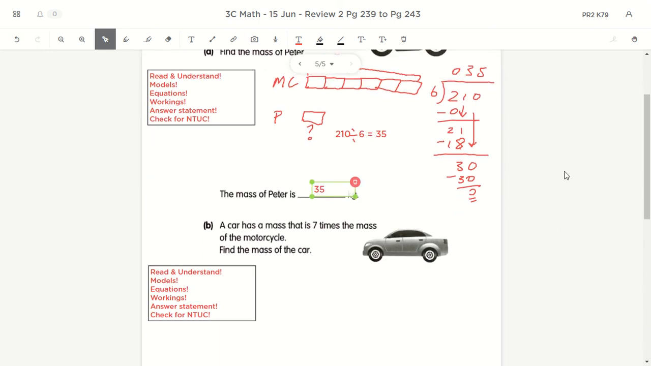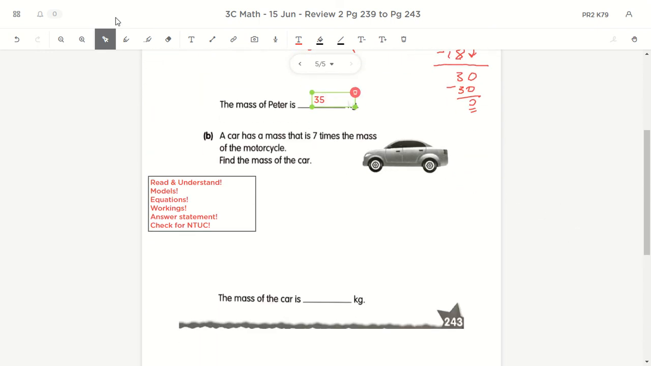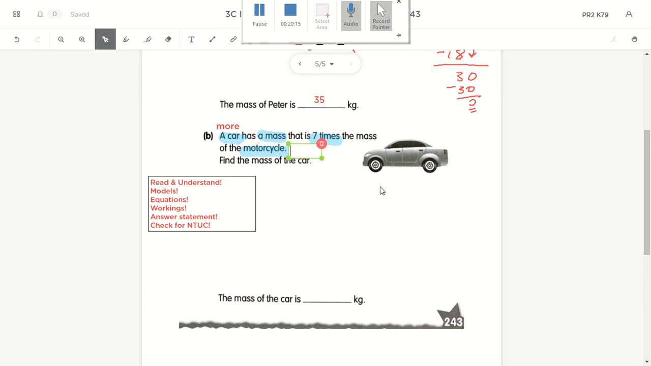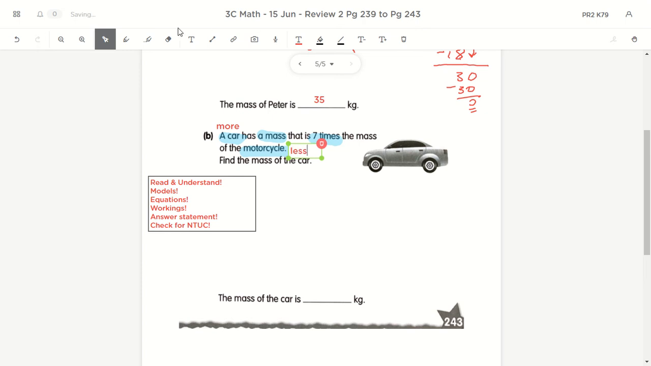Alright, so let's look at the last question. The car has a mass that is 7 times the mass of the motorcycle. So ask yourself again, who has more, who has less. Car has a mass that's 7 times the mass of motorcycle. So car must be more. Motorcycle must be less. Okay, so with that, let's draw the model again.